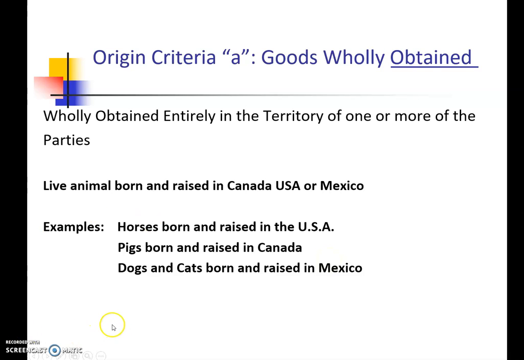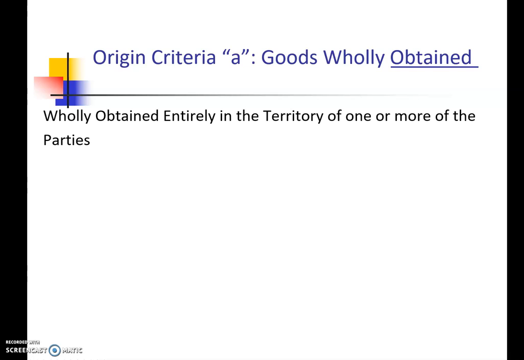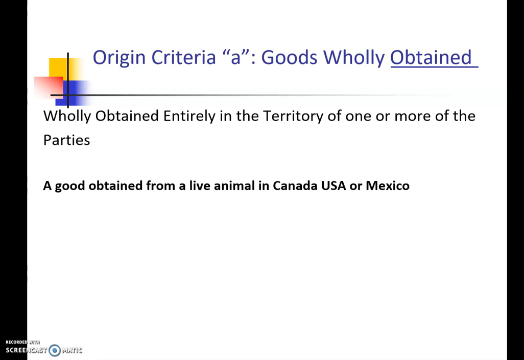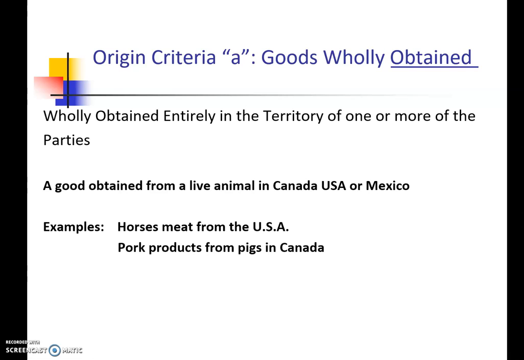Okay. By the way, this video is probably going to be in two parts, so bear with me. Okay. A good obtained from a live animal in Canada, United States, or Mexico. Some examples: horse meat taken from horses in the United States, pork products from pigs in Canada, chicken legs from chickens in Mexico. So these are naturally occurring.